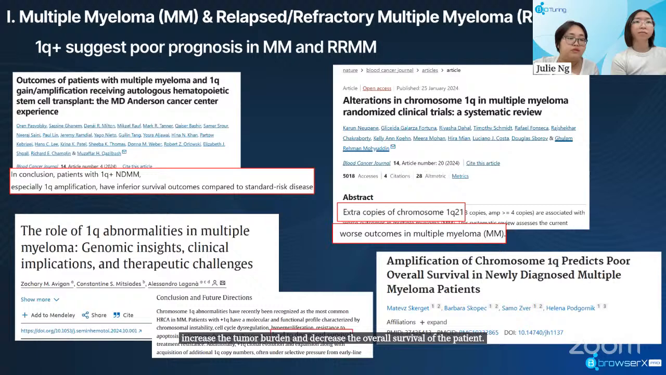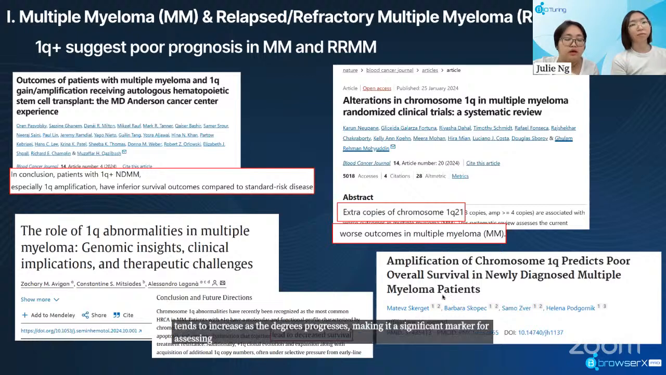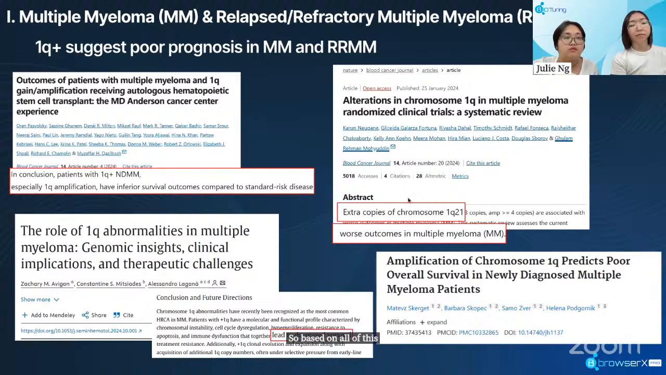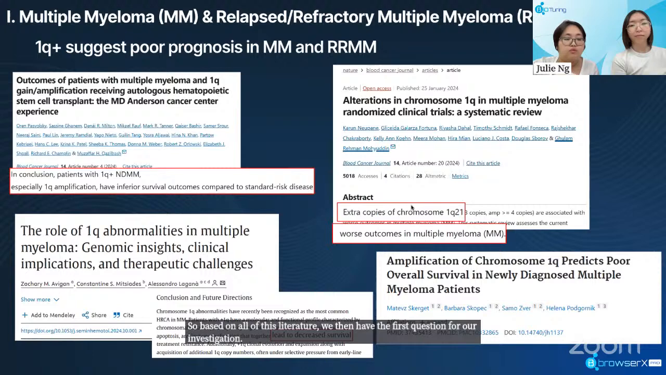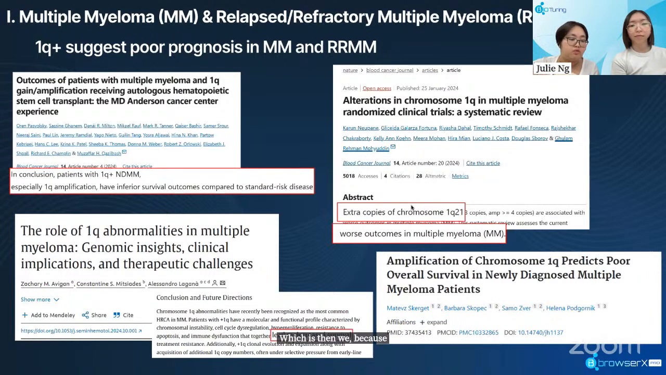The frequency of chromosome 1q gain tends to increase as the disease progresses, making it a significant marker for assessing disease severity and guiding treatment. Based on all of this literature, we then have the first question for our investigation: because we see the gain of chromosome 1q in so many other studies, we must see the 1q gain in this specific study.